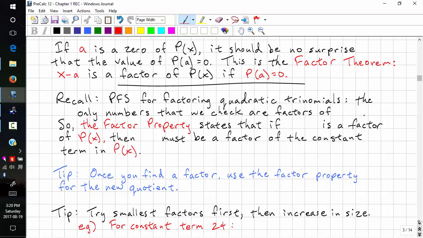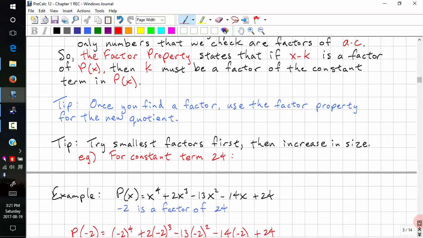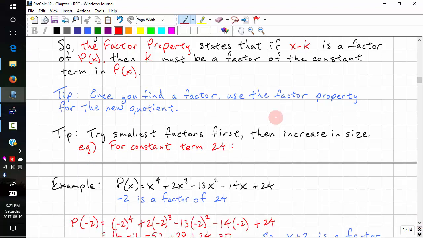Okay, our third tool. Recall our product, factor, sum method of factoring quadratic trinomials. The only numbers that we check are factors of a times c. This is our product, right? So the factor property states that if x minus k is a factor of p of x, then k must be a factor of the constant term in p of x. And here's a tip. Once you find a factor, use the factor property for the new quotient. Another tip is to try the smallest factors first, then increase in size.